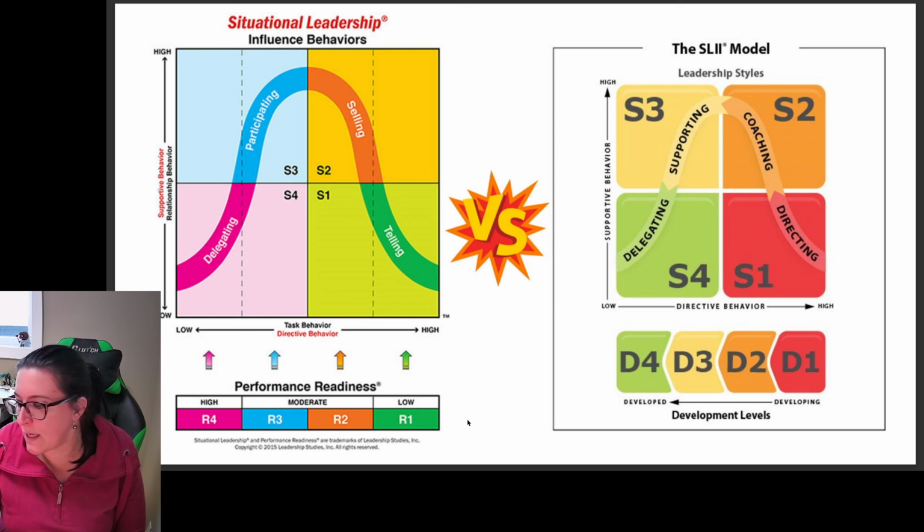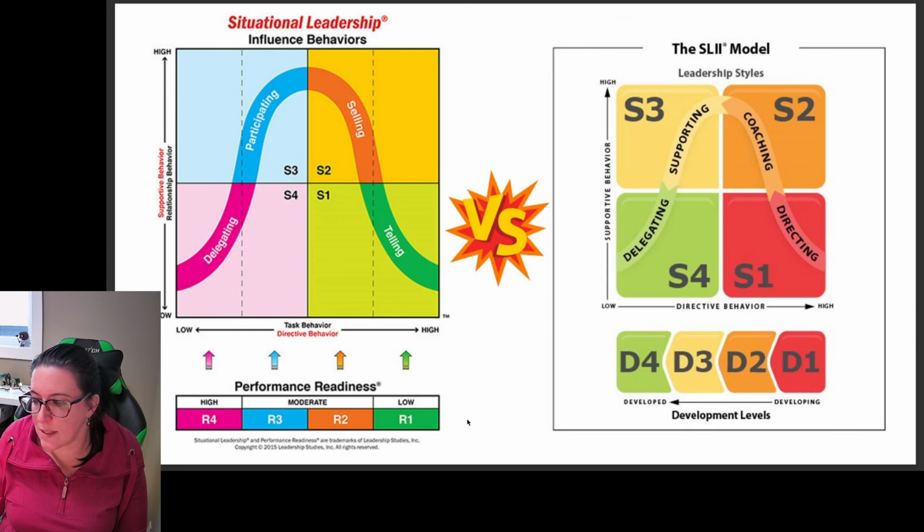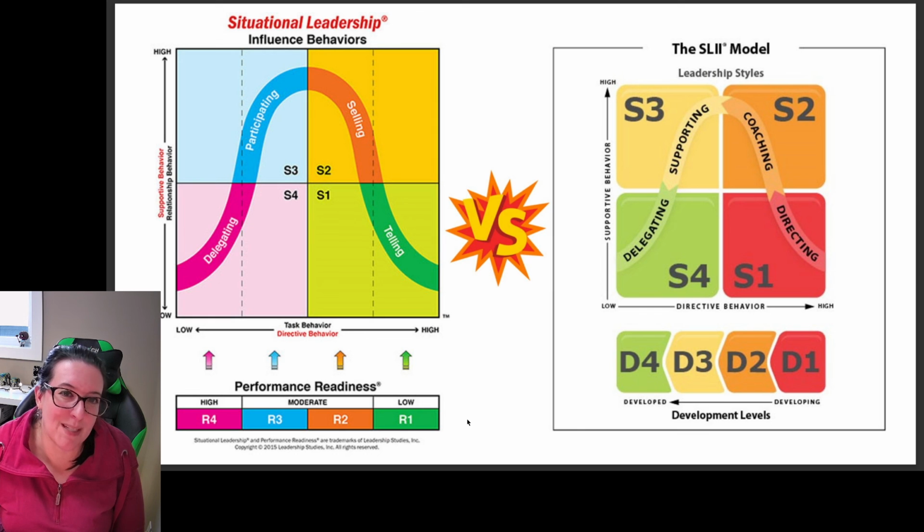And so you can see here how it's morphed over time. So originally the model was participating, selling, delegating, telling. And you can see that here on the left. And then some of the wording has changed when they split ways. Participating is also called supporting. Selling is also called coaching. Telling is also called directing. So you might see it either way in terms of the situational leadership aspect.